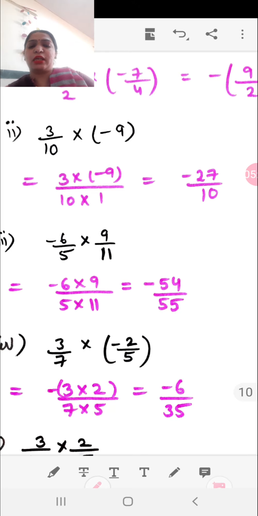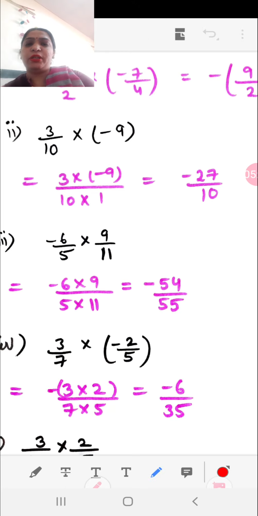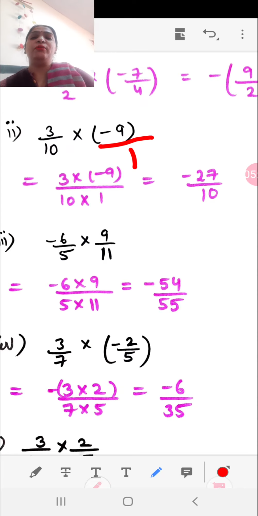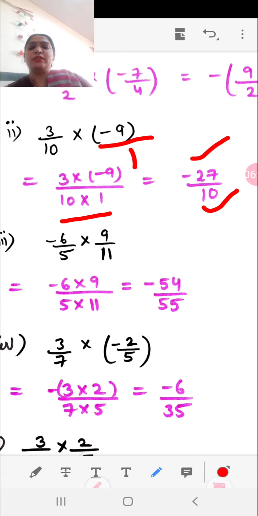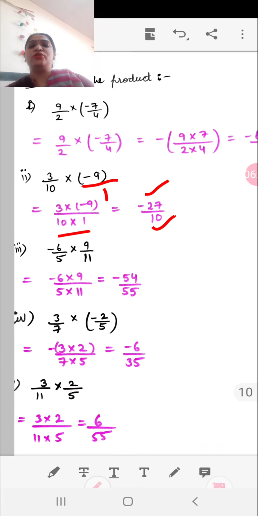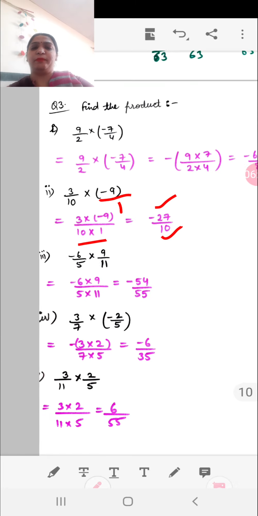Next, in this case, there is no number in the denominator, so you can put 1 here. Okay, so 3 upon 10 multiplied by minus 9 upon 1. Now we have to multiply the numerators. Numerators are 3 into minus 9, which is equal to minus 27. And denominators are 10 into 1, which is equal to 10. So your answer will become minus 27 upon 10.